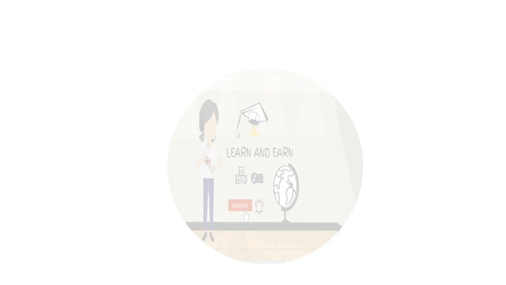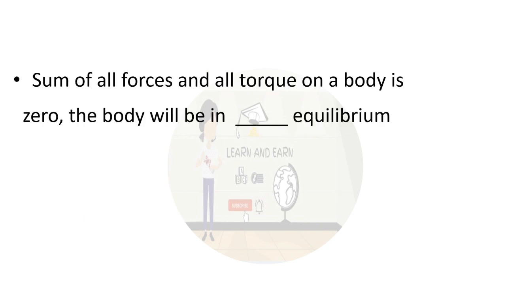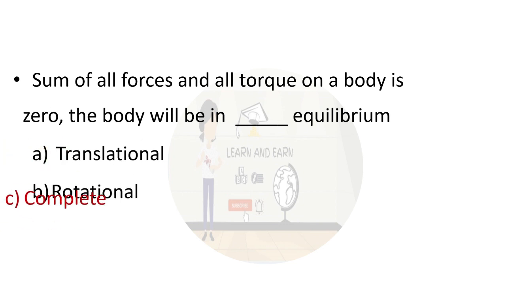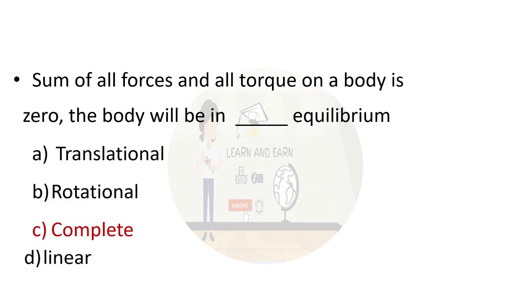The next MCQ is, the sum of all forces and all torques on a body is 0. The body will be in dash equilibrium. Option A, translational. Option B, rotational equilibrium. Option C, complete equilibrium. Option D, linear equilibrium. The right answer is option C.